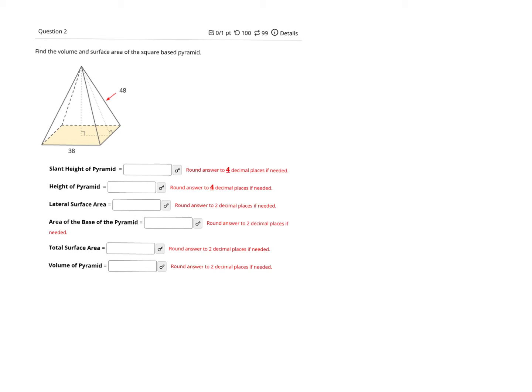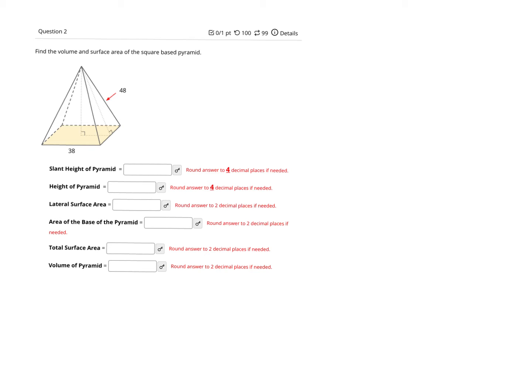Hello, Mr. Geislehart here, and we're going to take a look at this question to find the surface area and volume of a square-based pyramid. Now, the thing that makes this one a little bit different is the information that we're given. Notice I'm given the length of the edge of one of the lateral faces of the pyramid. I'm not given the slant height and I'm not given the regular height. I'm also given the length of the base.